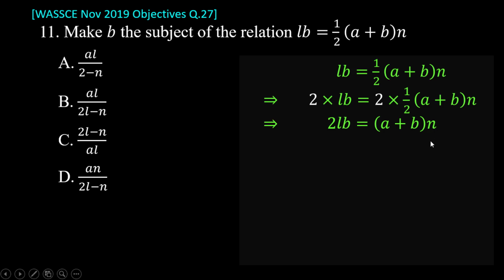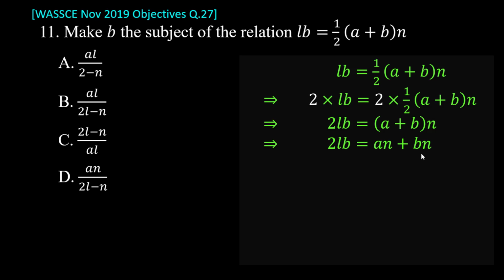Or better still, we remove the bracket. This is because there is B here, there is also B here. The only way we can get this B out is to expand or remove the bracket. So remember, we multiply N by each item in the bracket, since this is the use of the distributive property. And remember, multiplication is distributive over addition. So if you multiply N by A plus B, we have the expression as shown on the screen. So in this case, we now have 2LB is equal to AN plus BN.